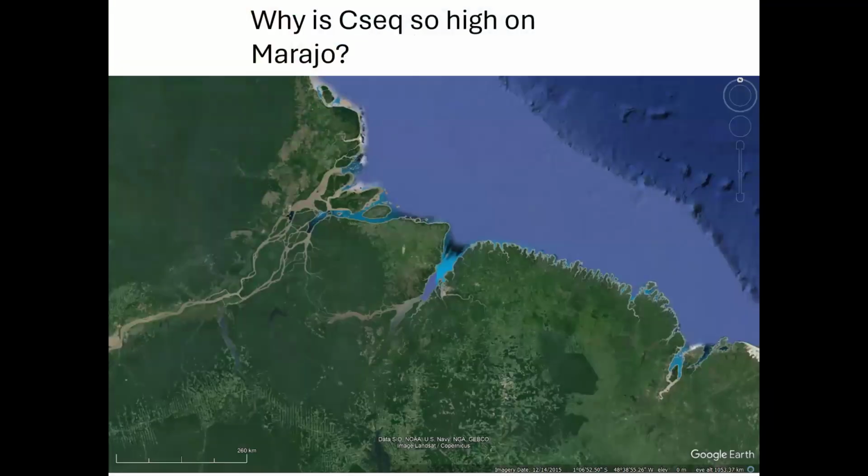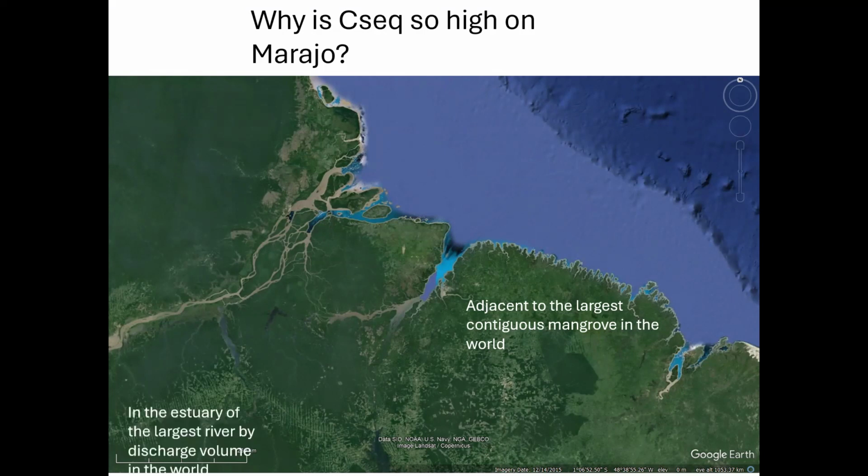Now, why is carbon sequestration so high on Marajó? Okay, so I had a look at this. First off, it's adjacent to the largest contiguous mangrove in the world. Really high productivity, and some of that organic material is actually being exported. And due to the predominant current direction, the movement is from east to west. So some of that is being taken out of the mangrove and deposited in the outer estuary of the Amazon River.